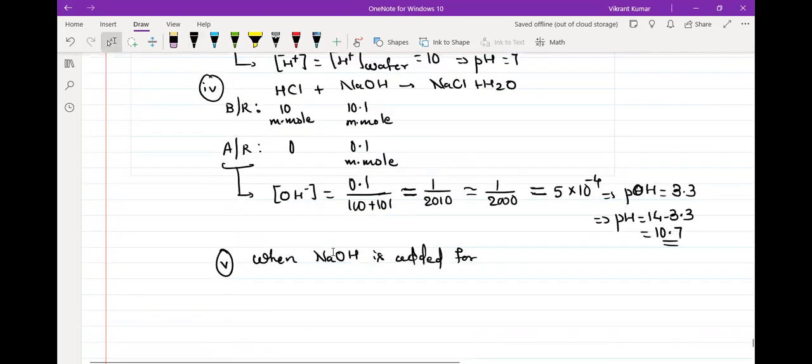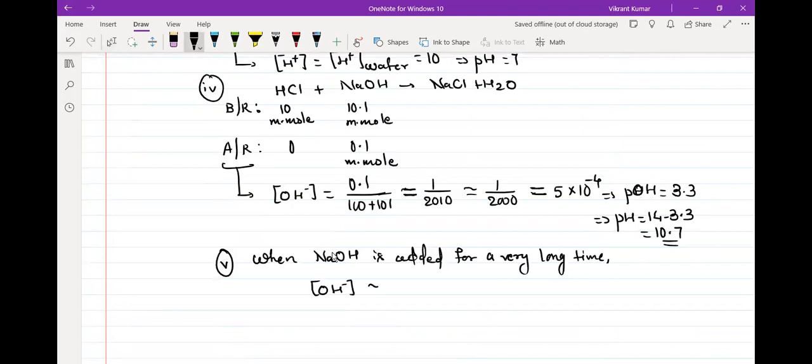Now if you see NaOH added for a very long time, so we will say OH minus will be very close to, not exact but very close to 10 raised to minus 1 only, which means pOH will be 1. So that means pH is 30.